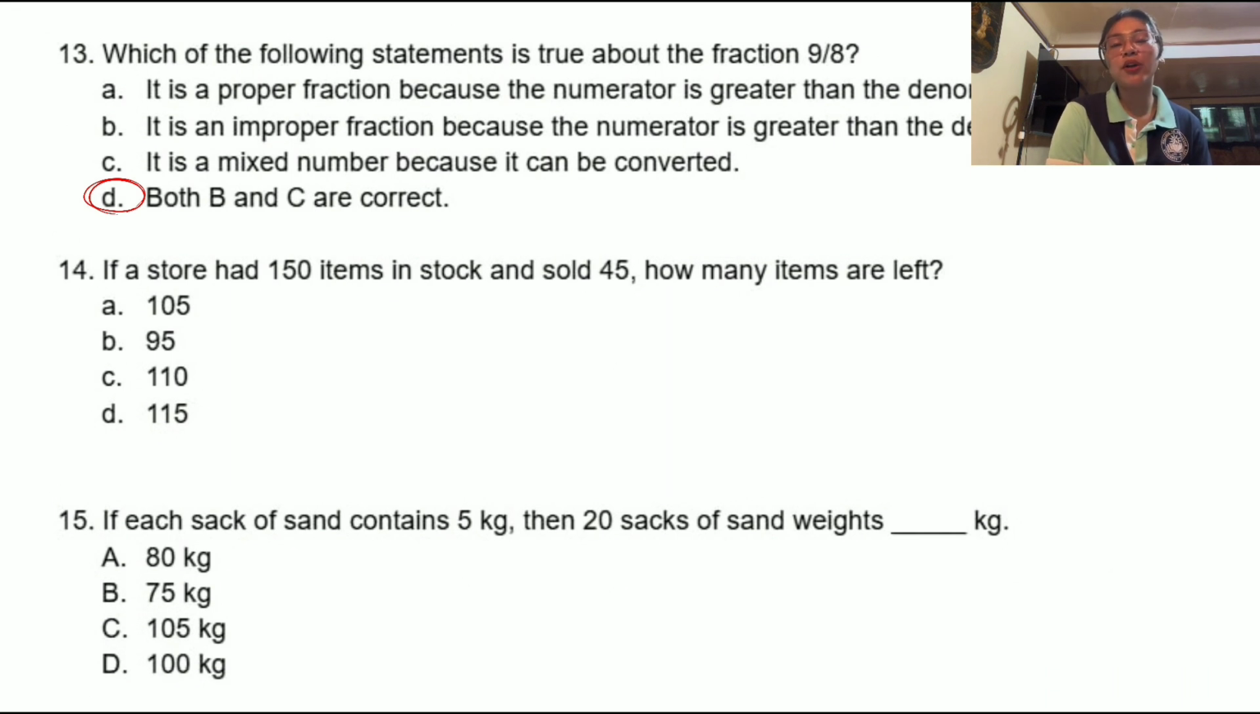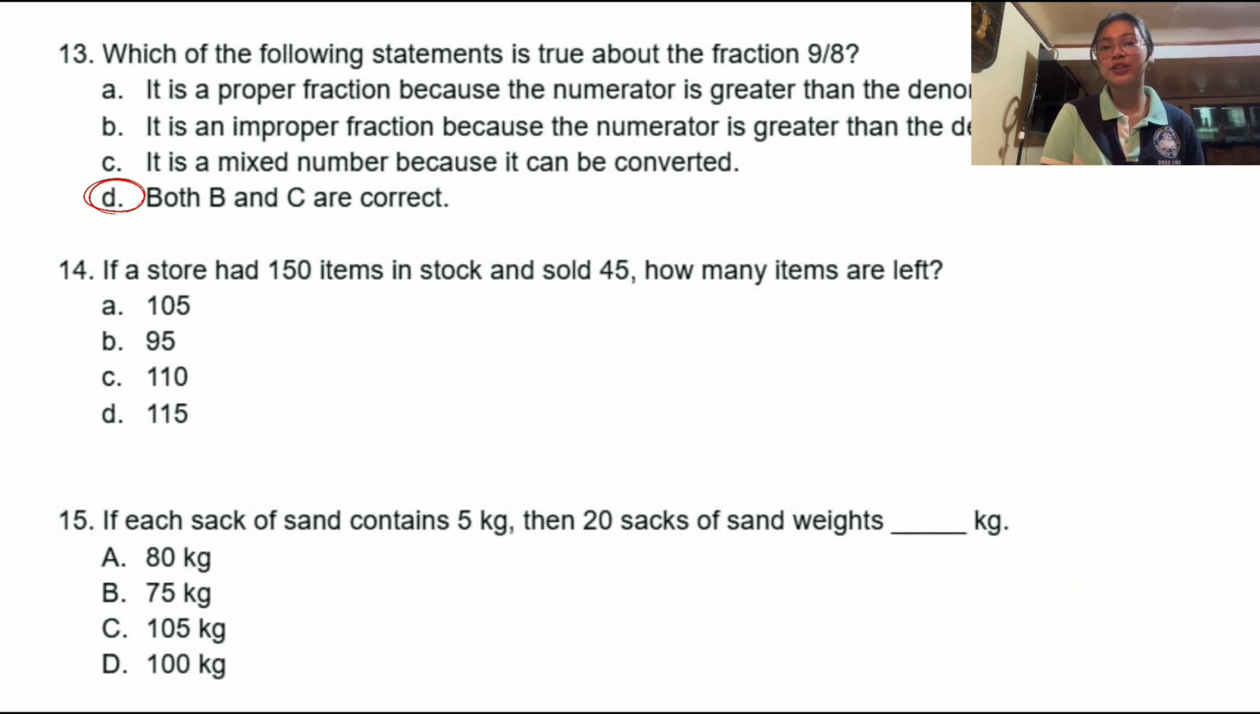So why are both B and C correct? Now, as you can see on the letter B, it is an improper fraction because the numerator is greater than the denominator. Yes, it's correct because 9 is greater than 8. Now, as you can see on the option letter C, it is a mixed number because it can be converted. Like 9 over 8, it can be expressed as 1 and 1/8. So why are the other options incorrect? As you can see on the letter A, it is a proper fraction. So this is false because the numerator is greater than the denominator. So the correct answer would be letter D.